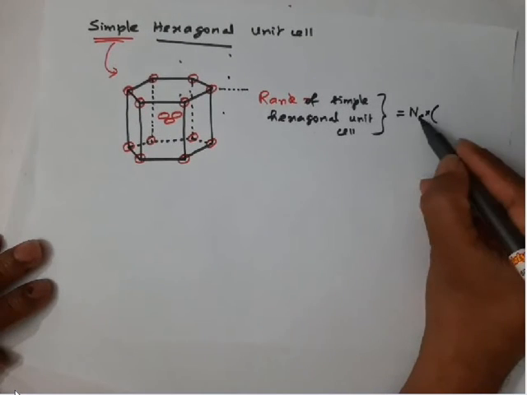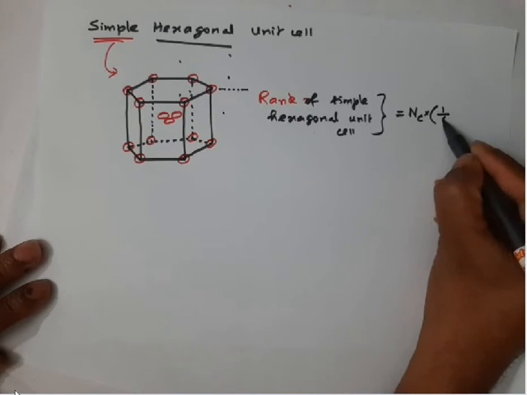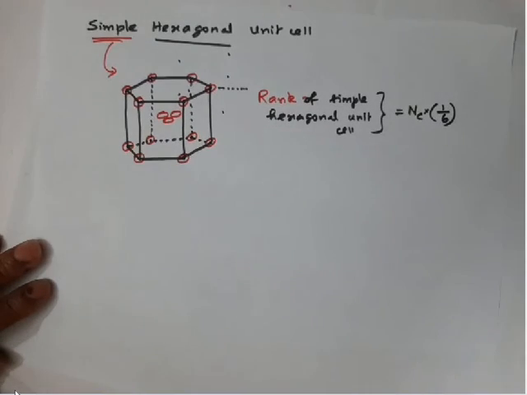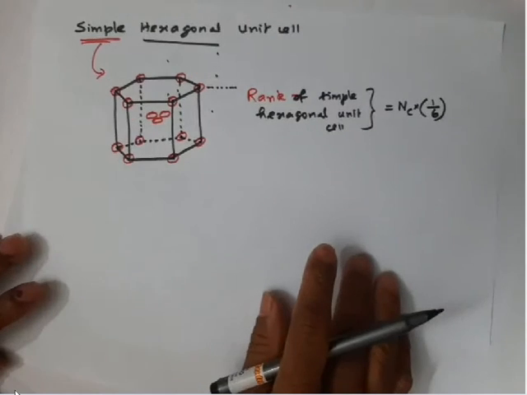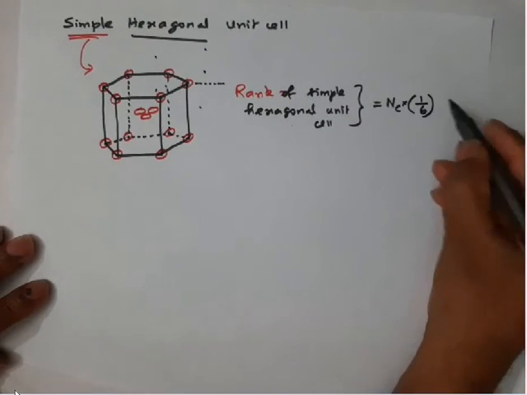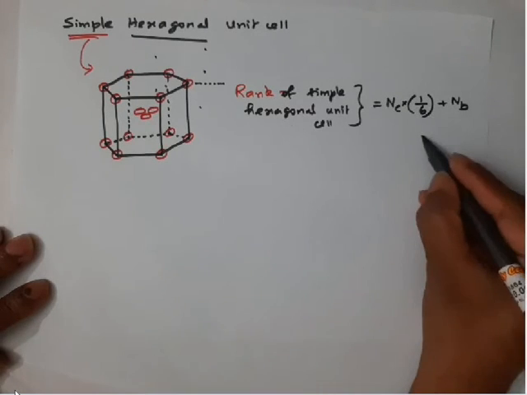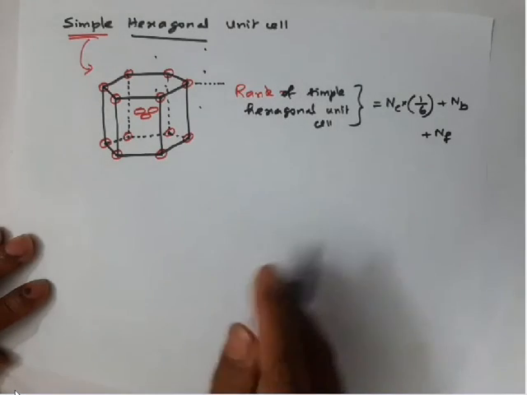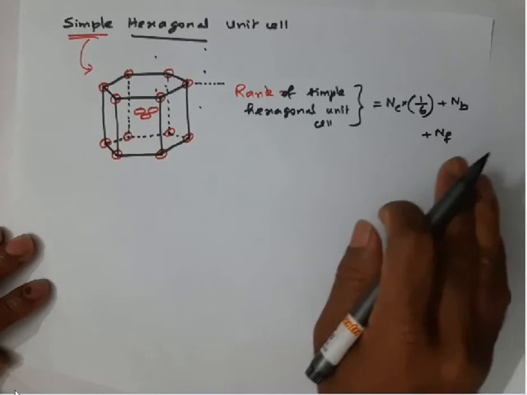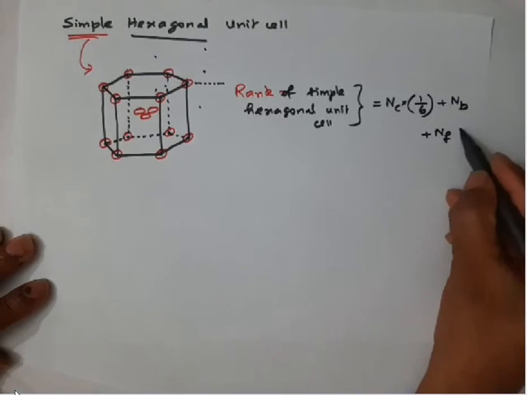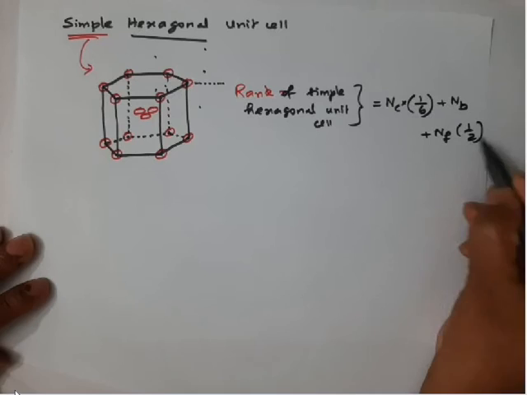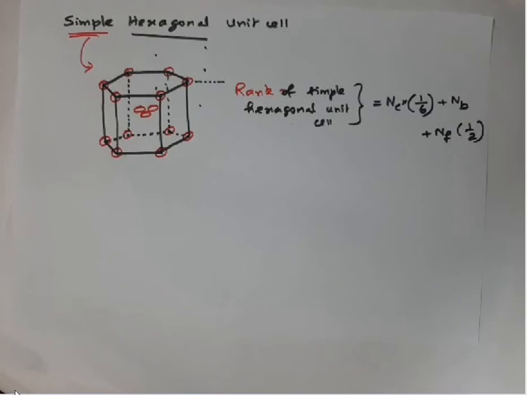So remember, number of corner atoms into each corner atom is shared by 6 unit cells. Therefore, the contribution to one unit cell is 1 by 6, plus we have body center atoms plus face center atoms, but there is no face center atom, just for formula sake I'll write. Each face center atom is shared by 2 unit cells always. This is the formula. Yes? Can you tell me the answer now?